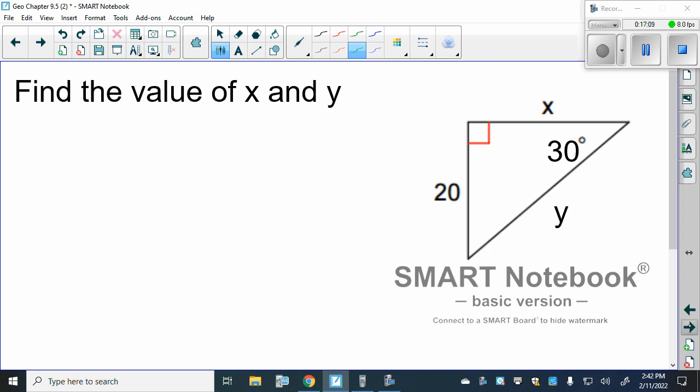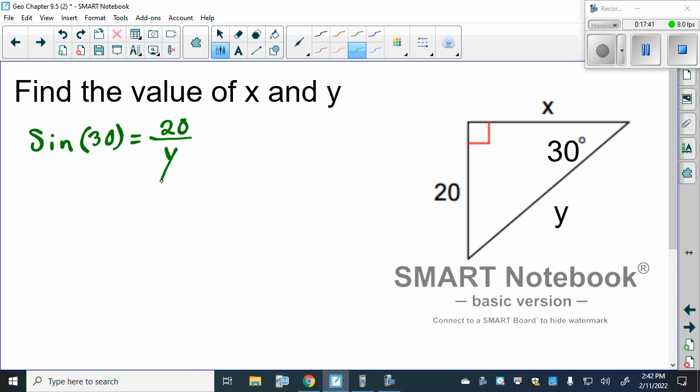We're given one of the sides, not the hypotenuse. We're given the opposite side, yes? So if we're given the opposite side and the hypotenuse, which one would we want to use? Sine, because sine of 30 degrees is equal to the opposite side length, which is 20, over the hypotenuse, which is y.